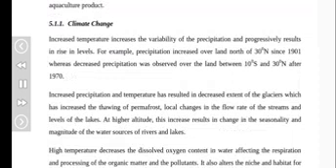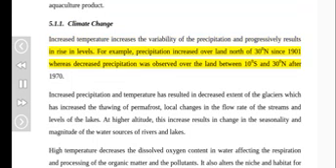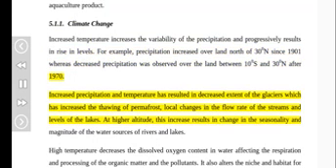5.1.1. Climate change. Increased temperature increases the variability of the precipitation and progressively results in rise in sea levels. For example, precipitation increased over land north of 30°N since 1901, whereas decreased precipitation was observed over the land between 10°S and 30°N after 1970. Increased precipitation and temperature has resulted in decreased extent of the glaciers, which has increased the thawing of permafrost, and local changes in the flow rate of the streams and levels of the lakes.